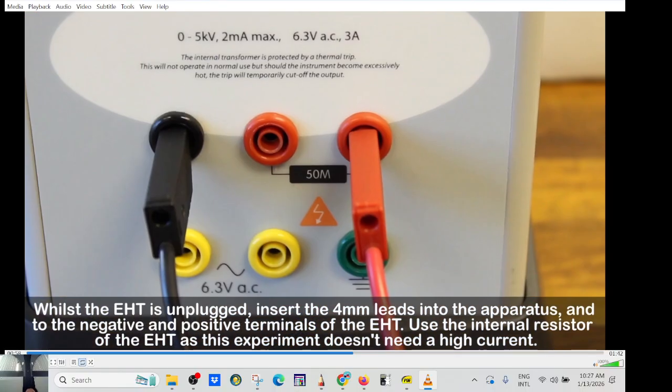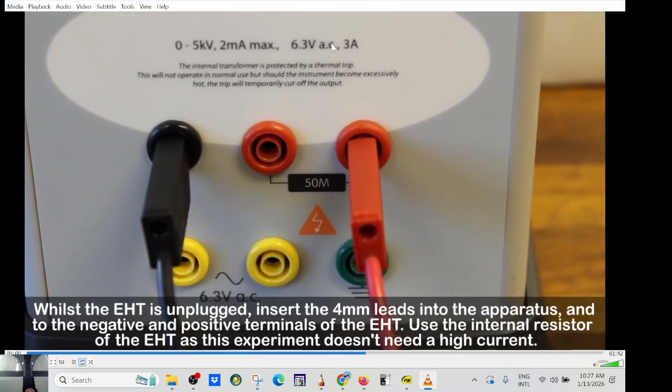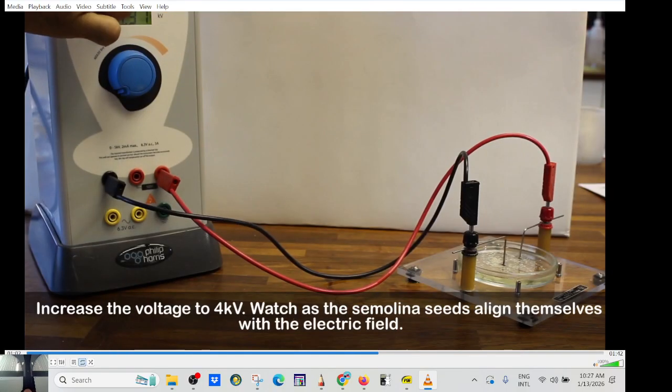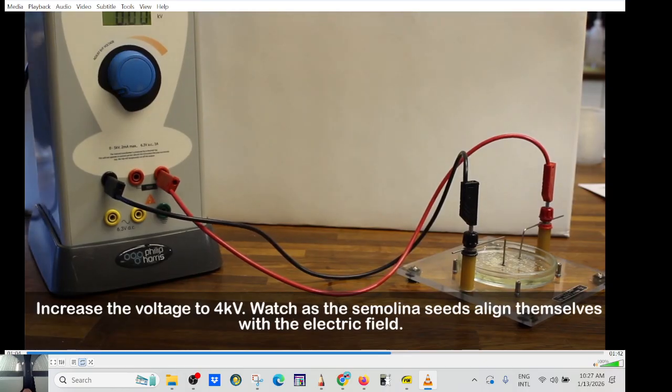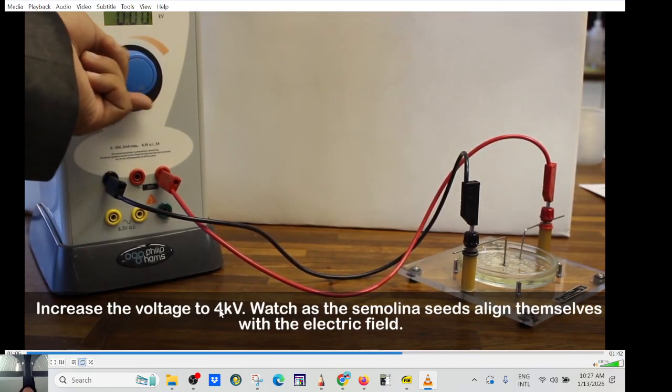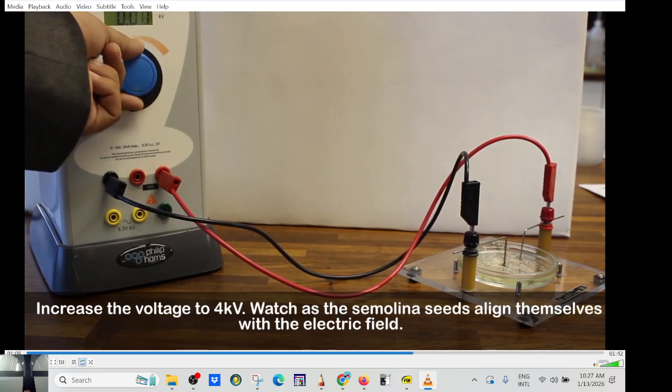Okay, I don't know how many voltage. It has to be a big voltage. What does it say? Oh yeah, thank you. 4,000 volt, thank you. 4,000 volt.